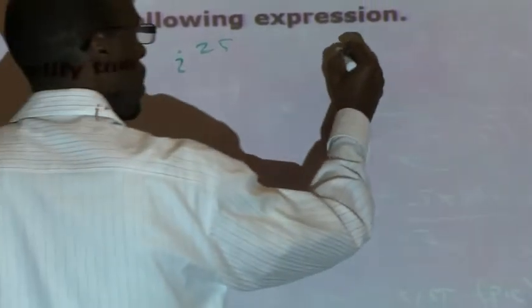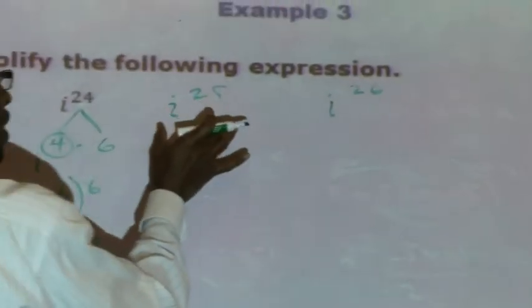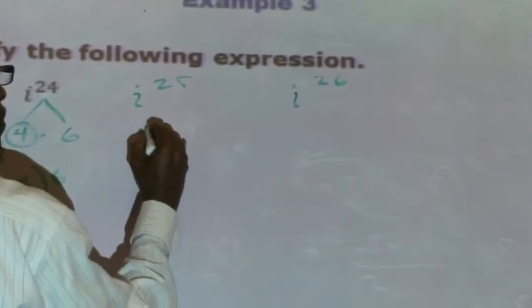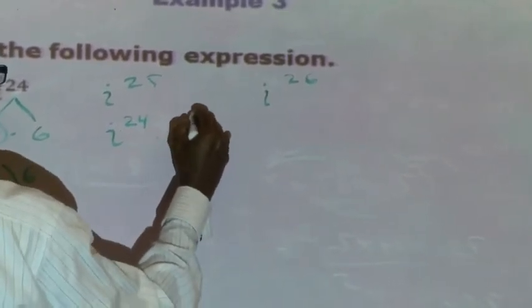Then we do i to the 26. Huh? 25. 4 can't go into 25. That's not so good. So here's what I do. I break the original thing into i to the 24 times i to the 1.